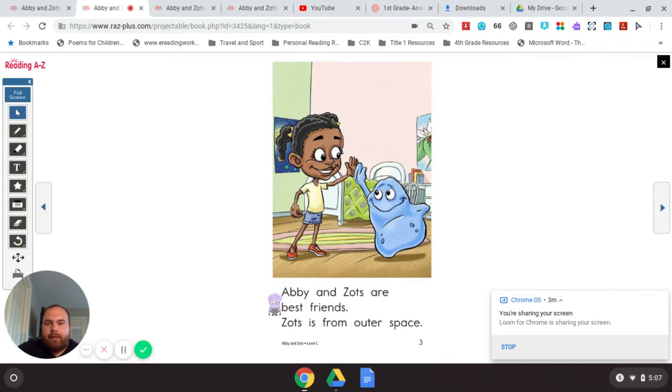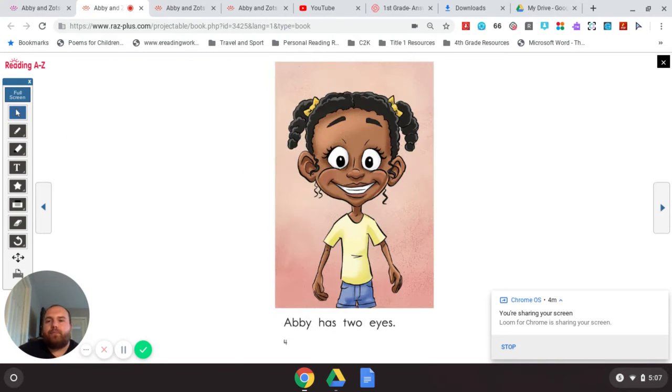Abby and Zotz are best. Or best what? What would make sense there based on what we see in this picture? Best friends. Zotz is from, here I see the word O-U-T. I know that as a sight word. That's the word out. Is from out, E-R together says outer, sp. What would make sense? Zotz is from outer sp. What does he look like? Does that look like something you can get at the pet store? Absolutely not. Zotz is from outer space.